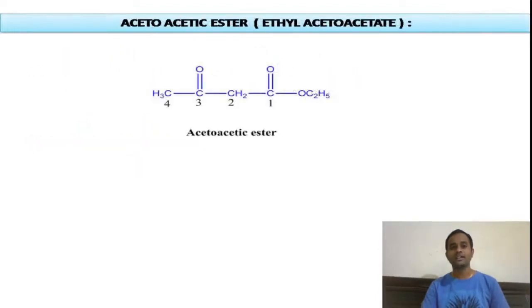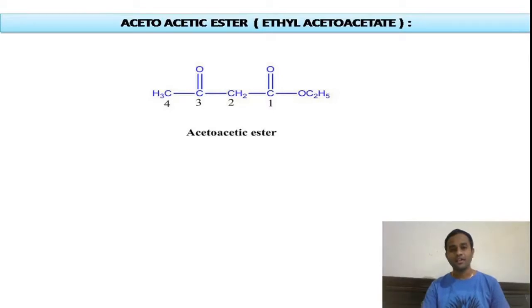Now we will discuss acetoacetic ester. This is the structure of acetoacetic ester, and it is also known as ethyl acetoacetate, because if you look at the structure, this is the acetyl derivative of ethyl acetate. Therefore it is called ethyl acetoacetate.